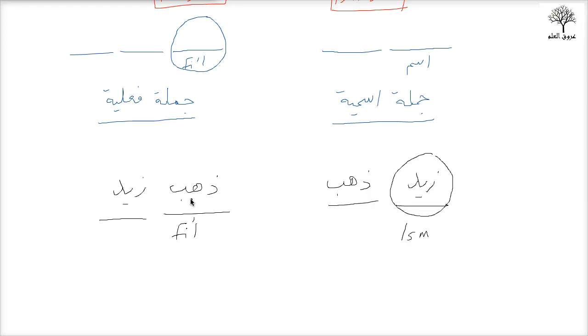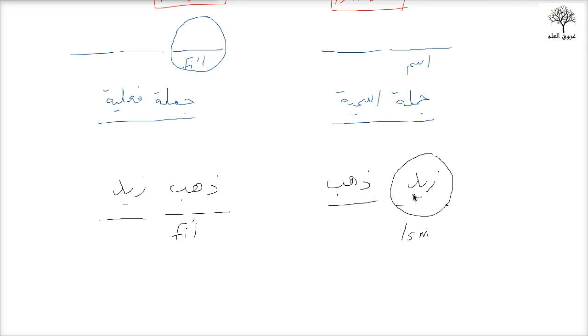So what do these mean? Dhahaba means went. And because it has the meaning of past in there, it's a fi'l. Zaid is the person, the name of a person. So this is an ism. So dhahaba Zaidun: Zaid went. And this is exactly the same. So Zaid is the ism, dhahaba is the fi'l, right?